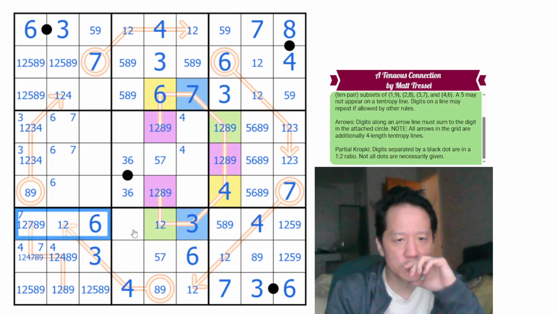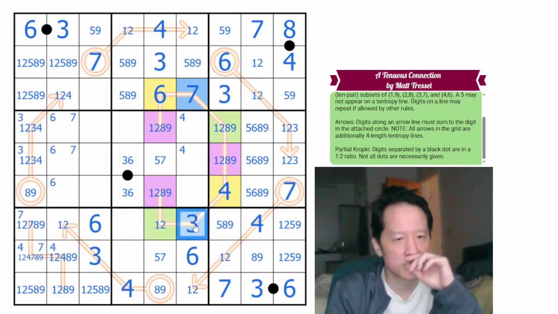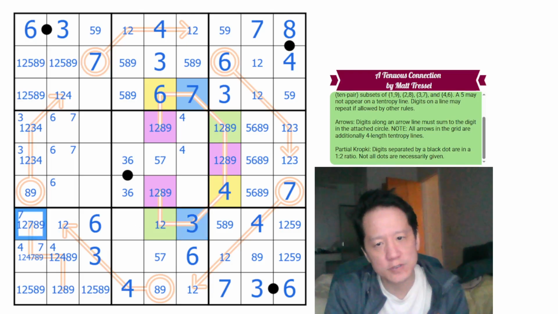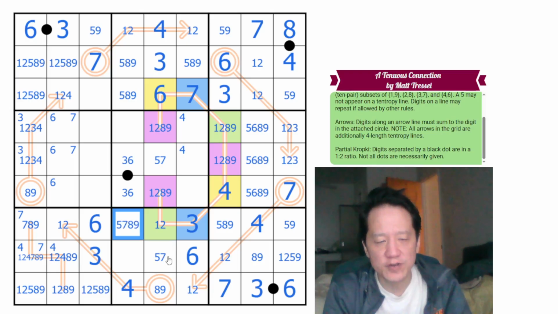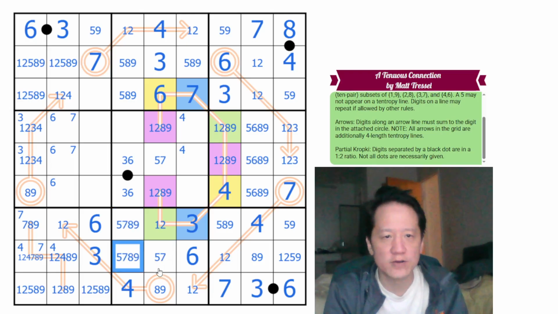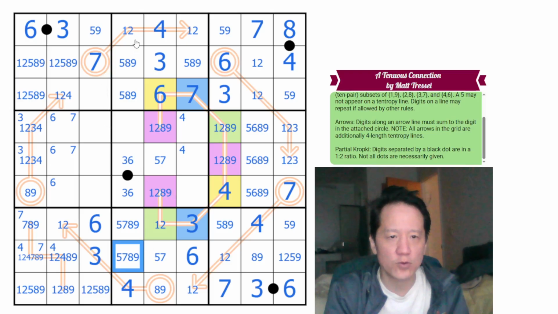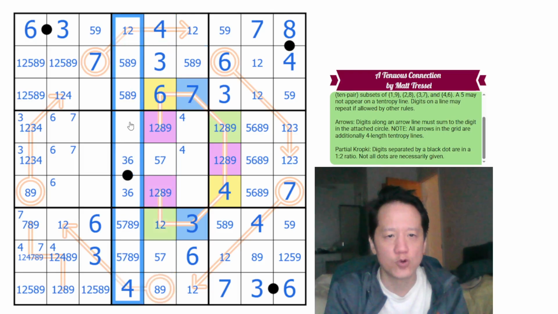Well, we have a 1, 2, 1, 2 pair in row 7, which eliminates 1 and 2 in the rest of the row. So this can't be 1 or 2. This can't be 1 or 2. The remaining digits have to be 5, 7, 8, or 9. This also has to be 5, 7, 8, or 9. Therefore, we have a 5, 7, 8, 9 quadruplet in column 4, which eliminates 5, 7, 8, and 9 in the rest of the column.